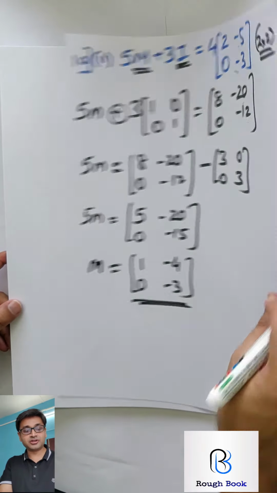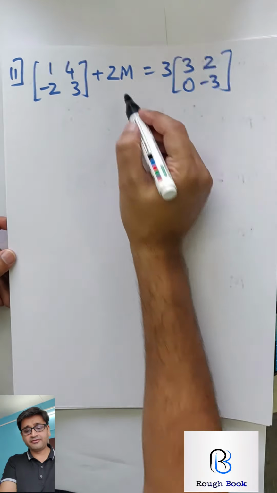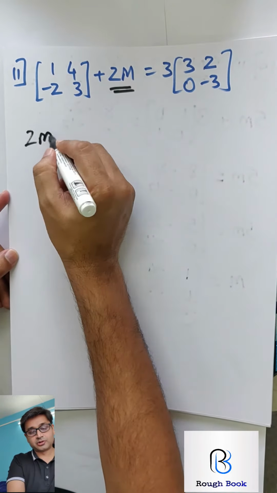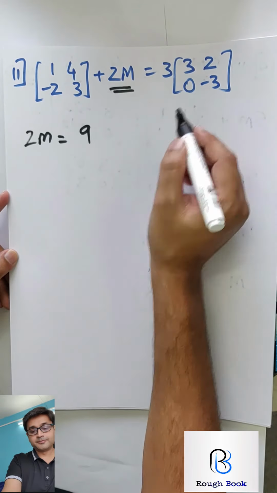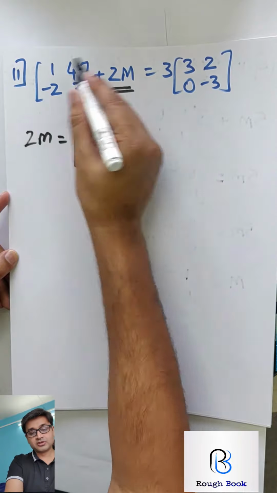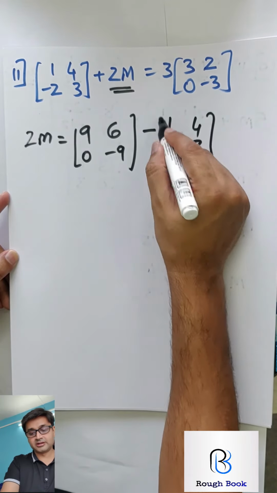Did we manage to finish? Oh, one more sum. Come on, let's hit it. Again find the value of M. Guys, we've got 2 more minutes. Let's hit it. So 2m, 9, 0, 6 and minus 9. This goes on the other side. So minus 1 minus 2, 4 by 3.